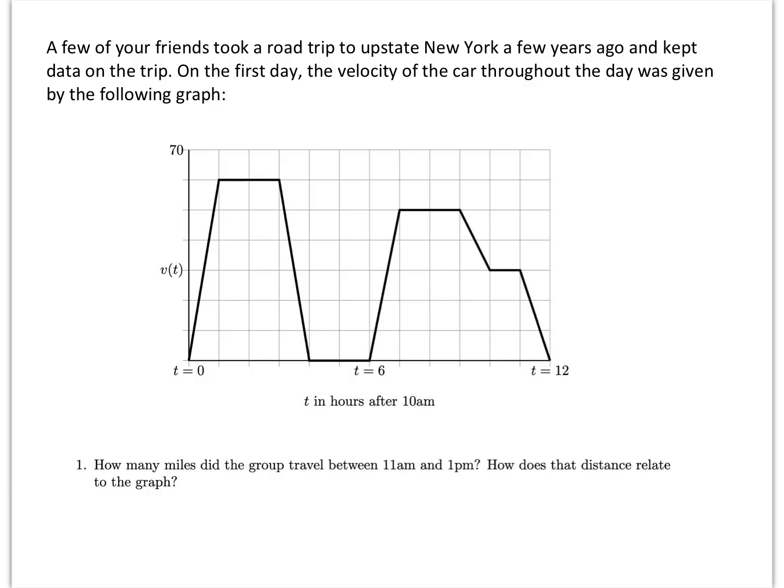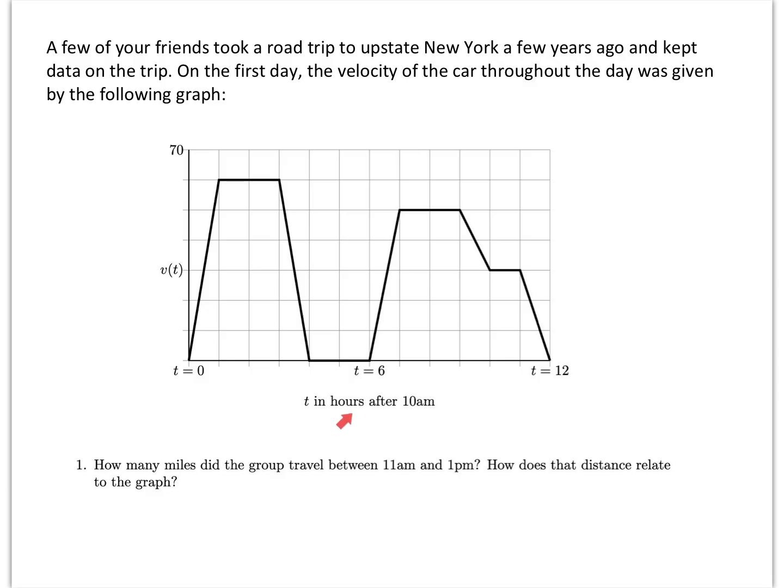A few of her friends took a road trip to upstate New York a few years ago and kept data on the trip. On the first day, the velocity of the car throughout the day was given by the following graph. Okay, how many miles did the group travel between 11 a.m. and 1 p.m.? And how does that distance relate to the graph?